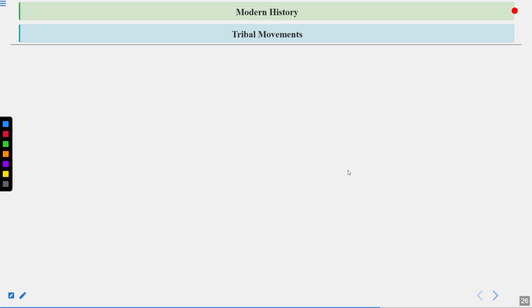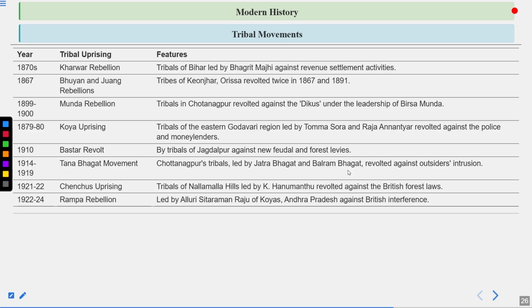Some other movements. 1870s, Kharwar rebellion. Tribals of Bihar led by Bhagirath Majhi against revenue settlement activities. Then 1867, Bhuyan and Juang rebellions. Tribes of Keonjhar, Odisha revolted twice, in 1867 and 1891. 1899 to 1900, Munda rebellion. Tribals in Chota Nagpur revolted against the Dikus under the leadership of Bhagwan Birsa Munda. Then 1879 to 1880, Koya uprising. The tribals of the eastern Godavari region led by Tomma Dora and Raja Anantayyar revolted against the police and moneylenders.